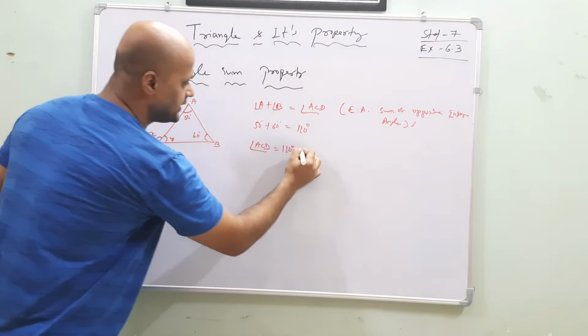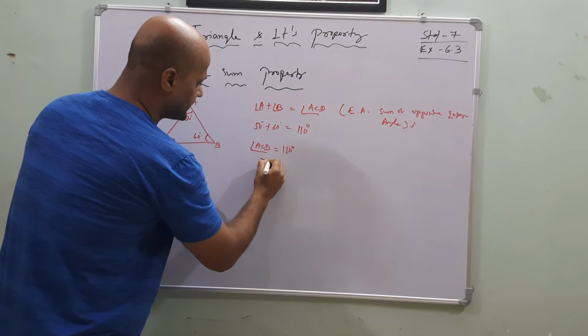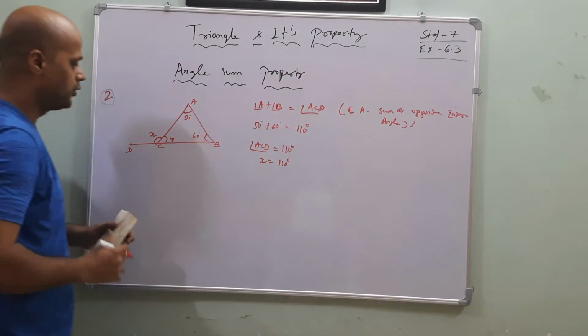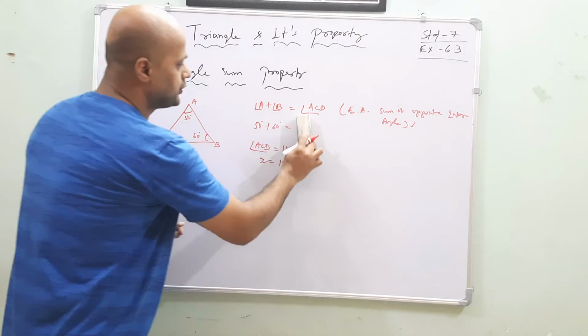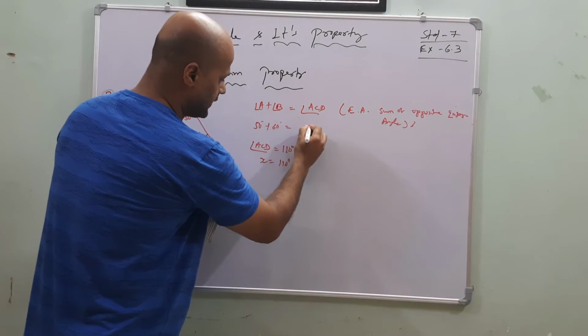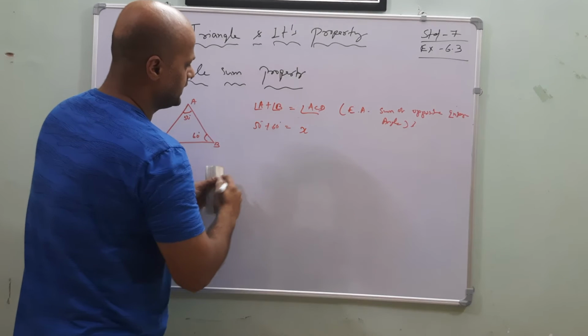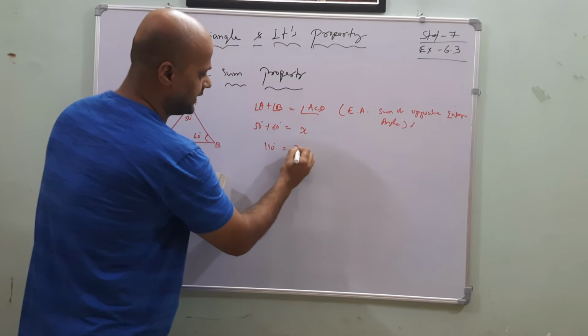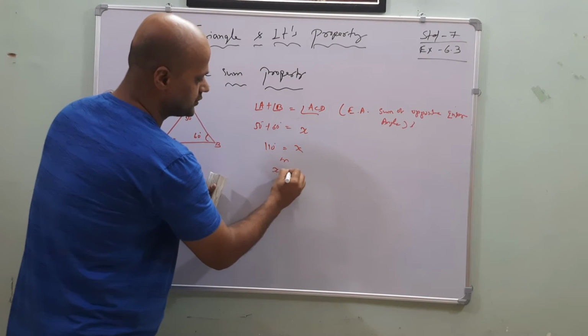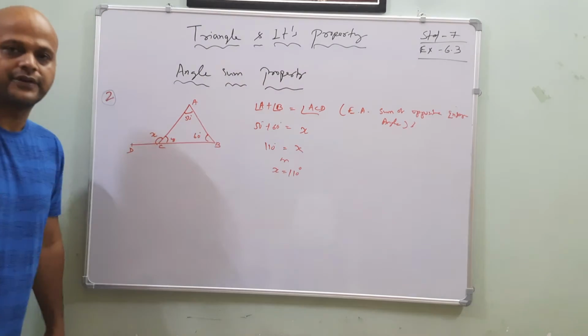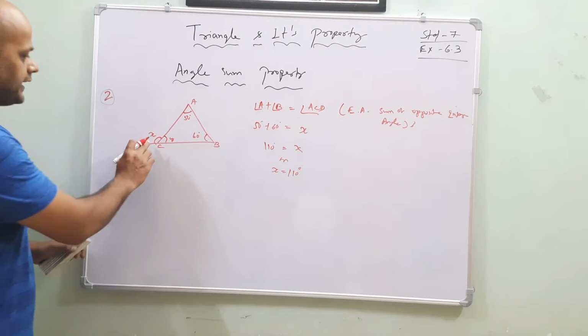ACD means what? It is X. Now X is equal to 110 degree. Now what is the value? Or you can put here X, then right here 110 degree is equal to X, or X is equal to 110 degree, my dear friends. Understood? Like this manner. Now X is here.